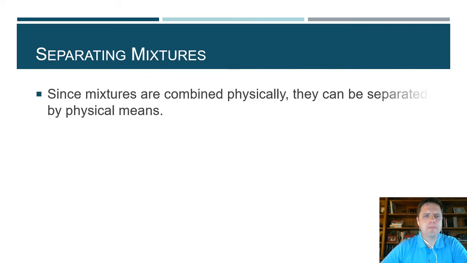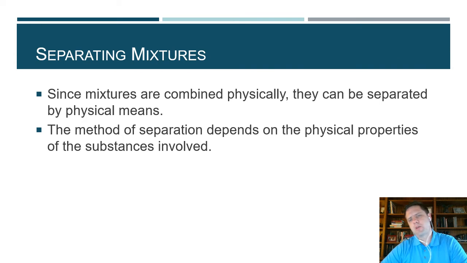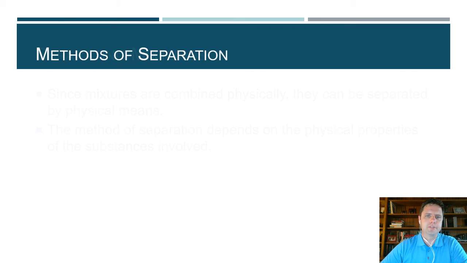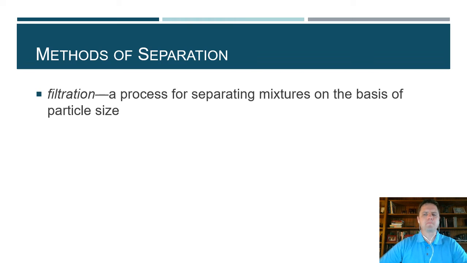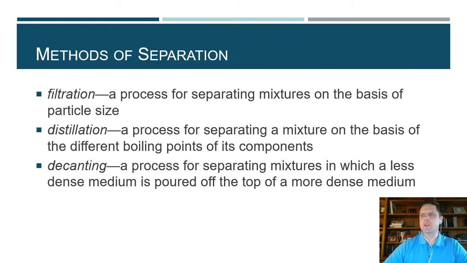So if you want to separate a mixture, there are a couple of different ways that you can do that. Since mixtures are combined physically, they can be separated by physical means. The method of separation depends on the physical properties of the substances that are involved. Now, here are the major ways in which we can separate things.